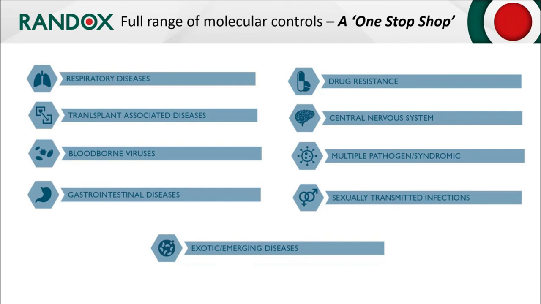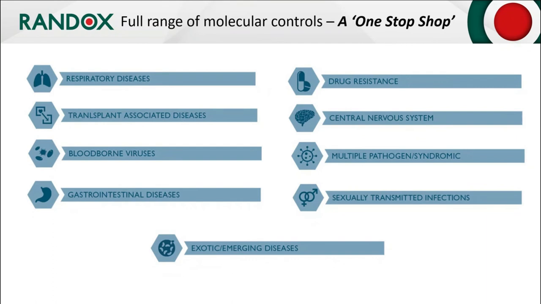So we provide respiratory controls, things like flu, RSV, COVID, transplant-related infections, things like CMV, EBV, BK, bloodborne viruses, Hep B, Hep C, HIV, gastrointestinal diseases. We cover things like norovirus, astrovirus, sapovirus, a lot of different bacterial targets, some E. coli targets as well. We have some drug-resistant organisms, including TB, which we'll talk about in a bit. We have some CNS infection analytes.